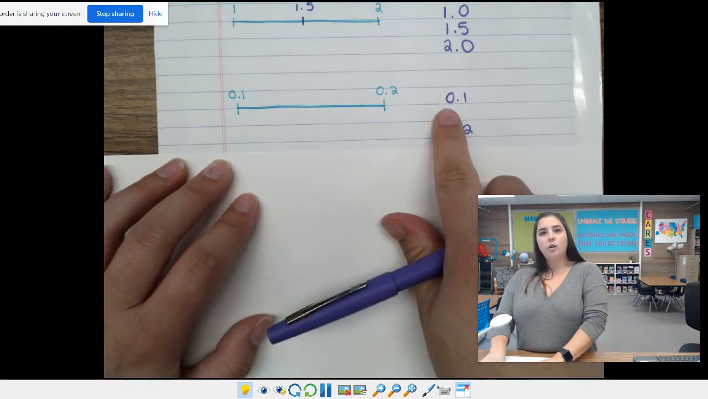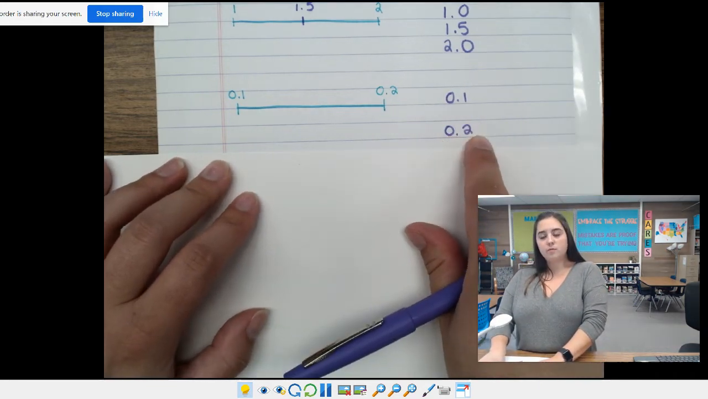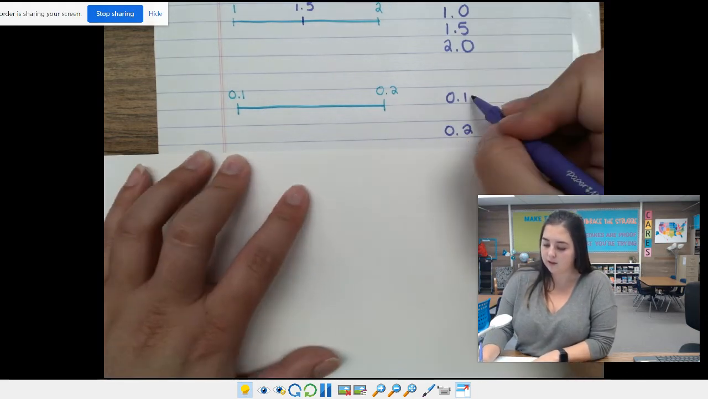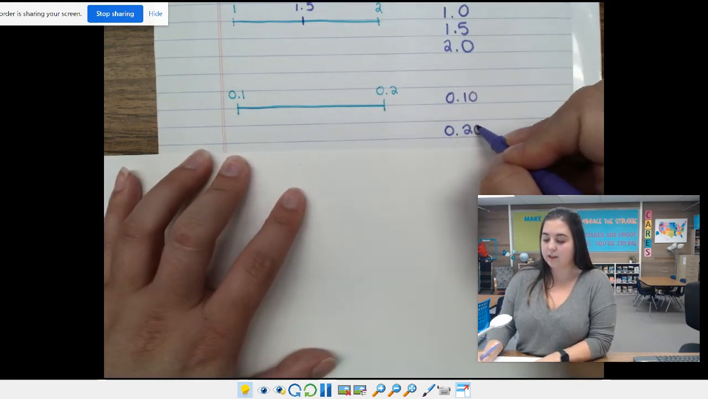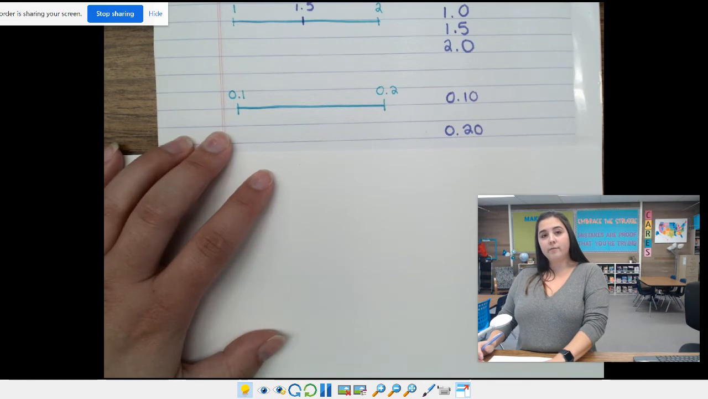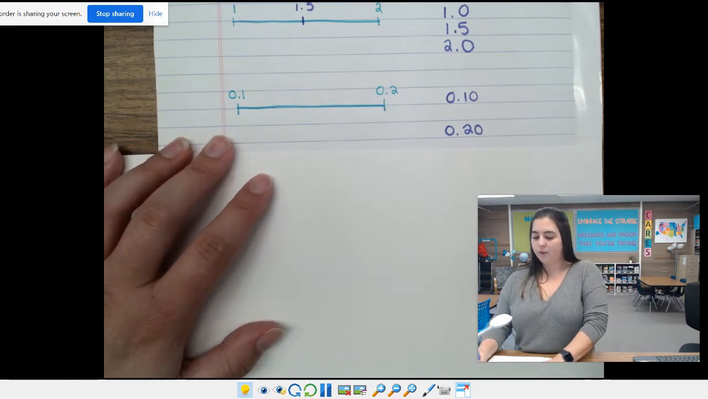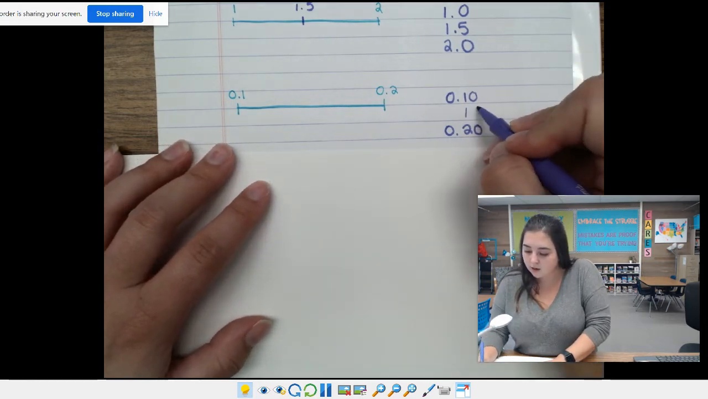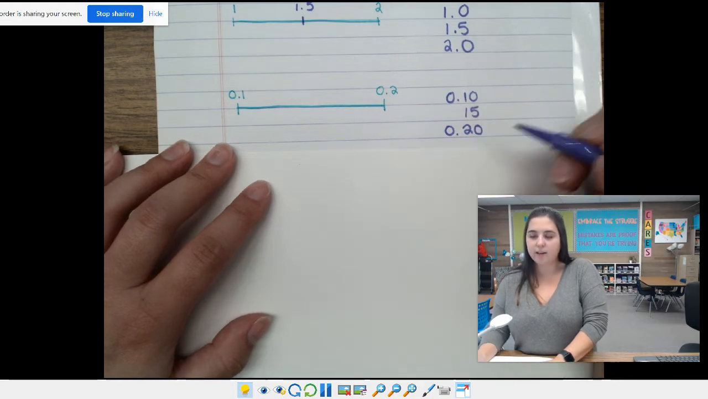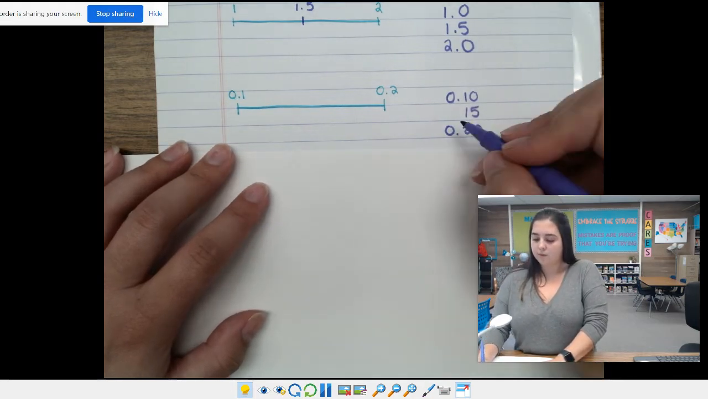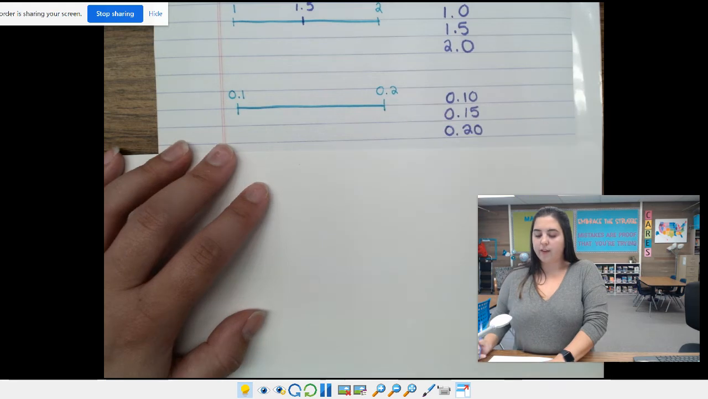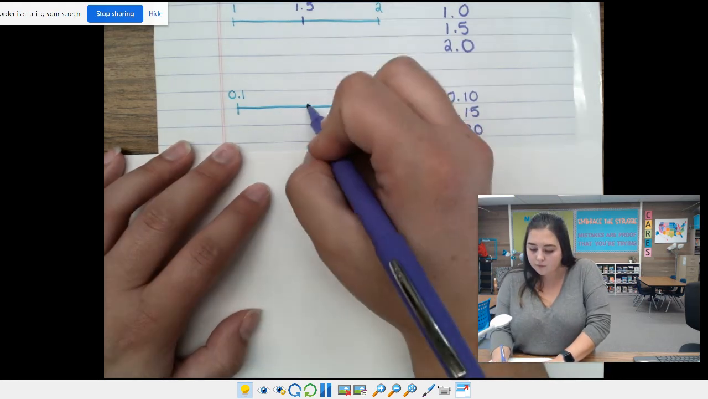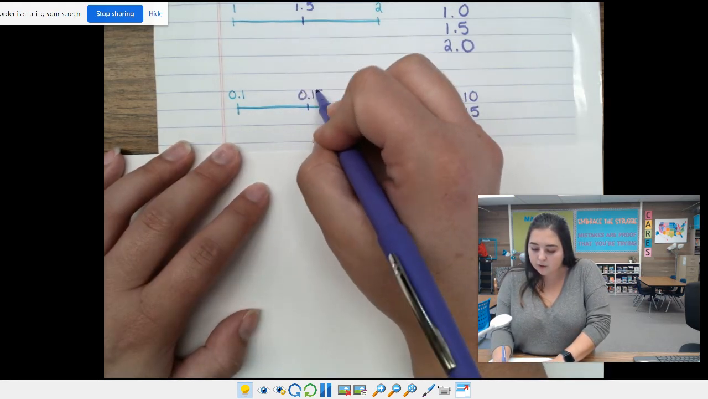Keep going. Now I have 1/10 and 2/10. Is there anything between 1 and 2? Nope. Add a 0. Is there anything now between 10 and 20? There is. We talked before it was 15. I'm putting my 15 right where that 10 and 20 is. And then filling in the rest. 0.15.